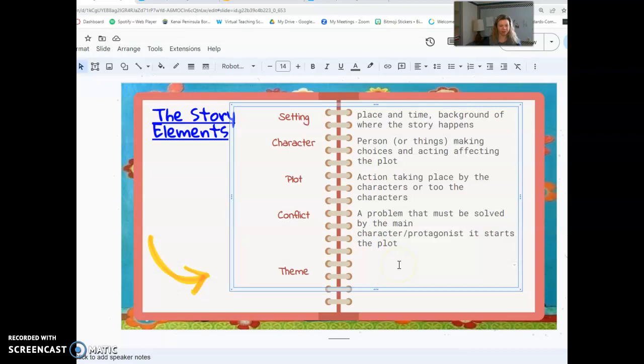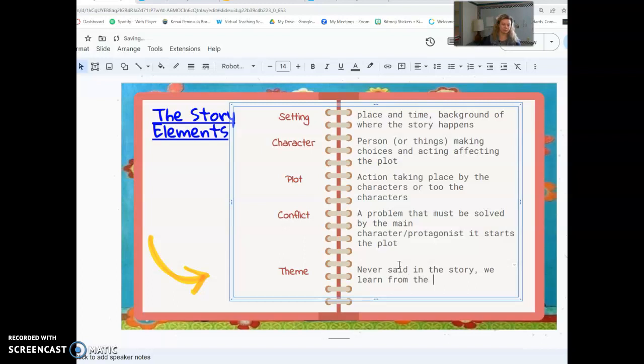And then finally we have theme. What you need to know about theme is that it is never stated in the story. It is never said in the story. Theme is something that we, as the readers, learn from the story. It's a main idea or lesson. It's very similar to a moral with little kid books that might be like, make sure you brush your teeth every night. Like that might be the moral of a kid's book.